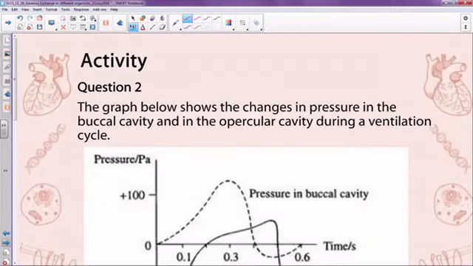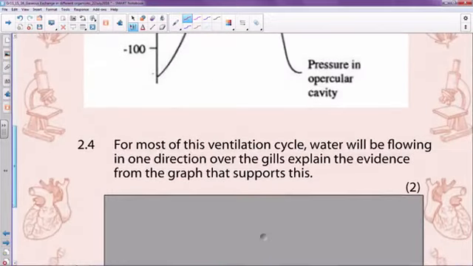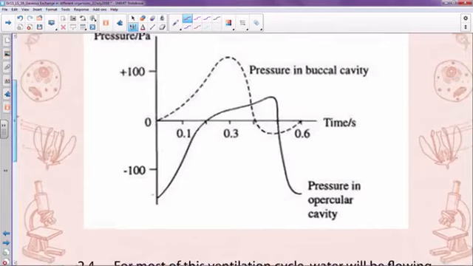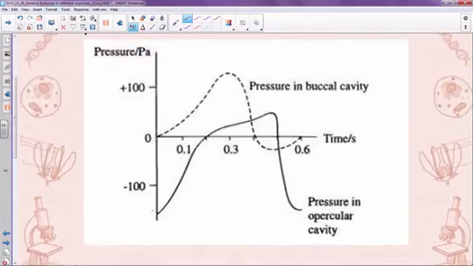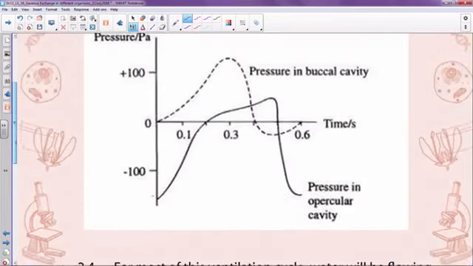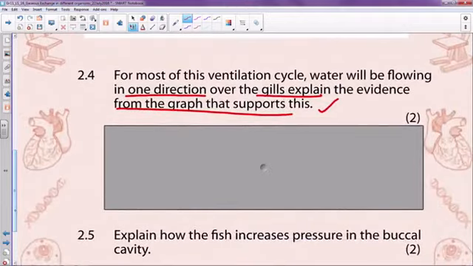Okay, let's look at the next question based on the same graph. For most of this ventilation cycle, water will be flowing in one direction over the gills. Explain the evidence from the graph that supports this. So when we look at the graph, you'll find that the direction of water flow is in one direction. What evidence is there on the graph that supports this explanation? So let's look at the reason for this.